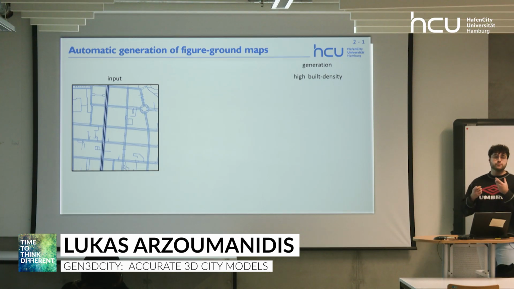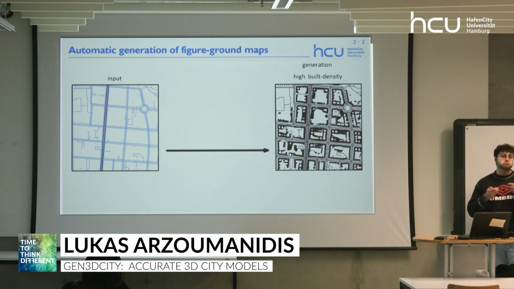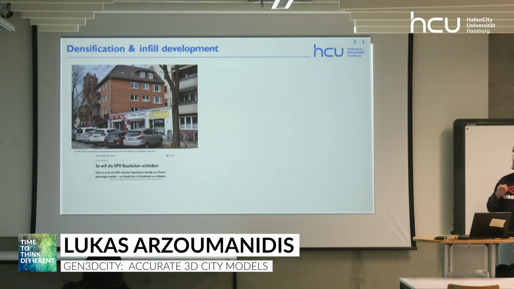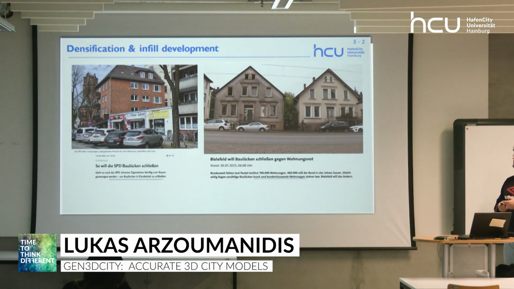Given a street network that maybe an urban planner lays out, we are able to generate 2D building footprints for different build densities. For example, for a high build density, maybe for a city, or a mid-build density for a more rural area. And the question that arises is, when we think about the need for housing, in cities, at least here in Germany, we mostly only have the possibility to densify, so nachverdichten oder Baulücken zu schließen, as we can see here on the left and right side.